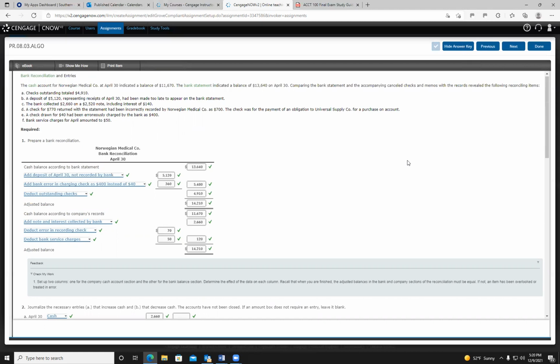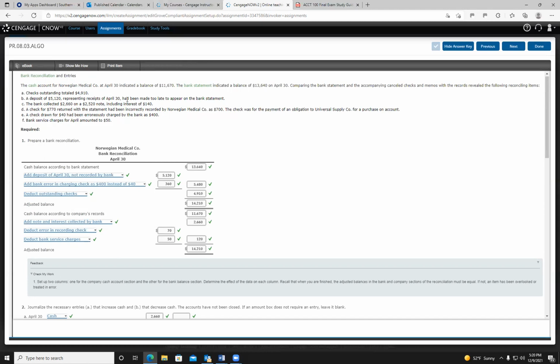Bank reconciliation and entries. The cash account for Norwegian Medical Company at April 30th indicated a balance of $11,670. The bank statement had a balance of only $13,640. Okay, so comparing the bank statement and the accompanying canceled checks and memos with the records revealed the following reconciling items. Okay, so we have 6 reconciling items. We have outstanding checks. We have a deposit of $5,120 made too late. So we have a deposit in transit. That's what B basically is, a deposit in transit.